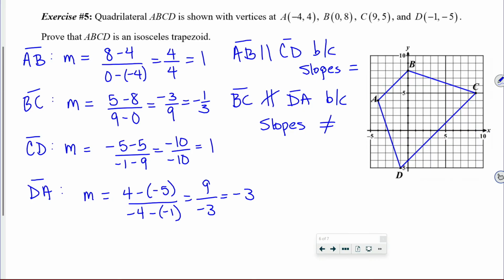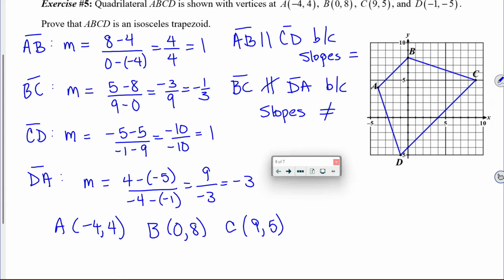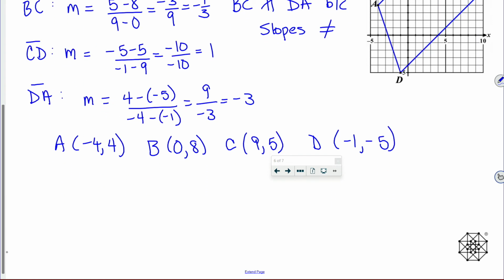Trying to figure out the best way to do this. I think I need to write down my coordinates again. So I'm going to write them down right here before they disappear from the page. A is at -4, 4. B is at 0, 8. C is at 9, 5. And D is at -1, -5. And again, what I need are the lengths of BC and DA.